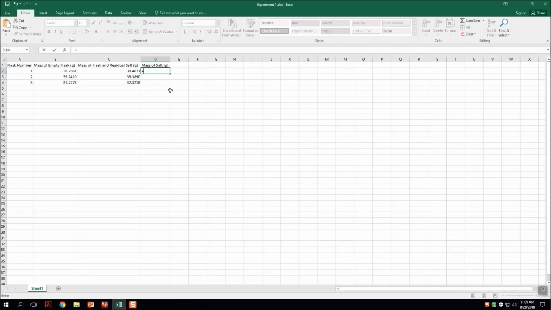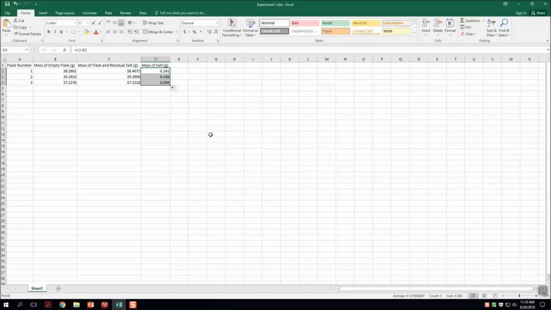Now I want to figure out the mass of the salt. Well, how am I going to do that? First of all, to tell Excel to do math, we type equals. Then I want to take the mass of the flask and the residual salt and subtract, just hit the minus key, the mass of the empty flask right here. This will give me the mass of the salt. I'm simply hitting enter and Excel does the math for me. Now here I could do the same thing, equals this one minus this one and hit enter and it does the same thing. Or I can just grab this one and pull it down.